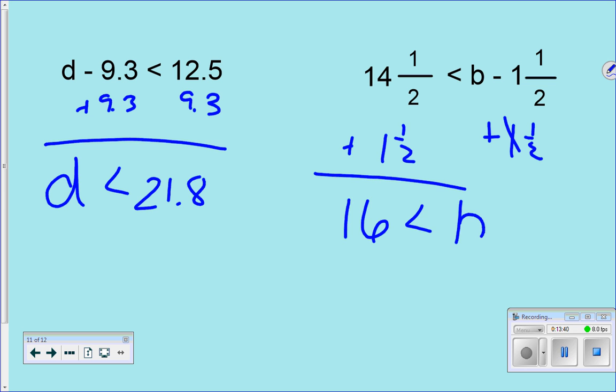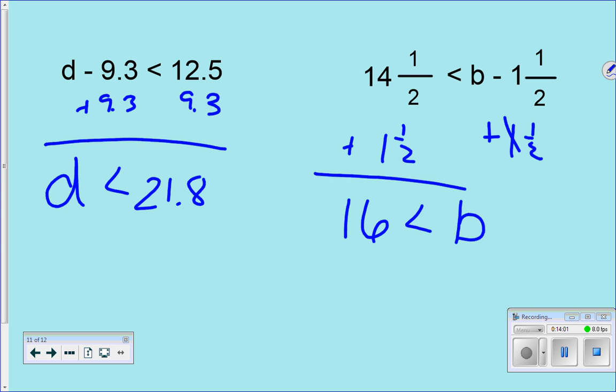Okay, so timeout. I just want to take a timeout right here. Notice how your b is on the other side. Mr. Kernizl in Algebra 1 likes it when your variable is on the front. Some problems aren't going to do that for you. They're going to make it so they're on the back like this one did. He likes them when they're on the front. Now I'm going to show you how to change it.